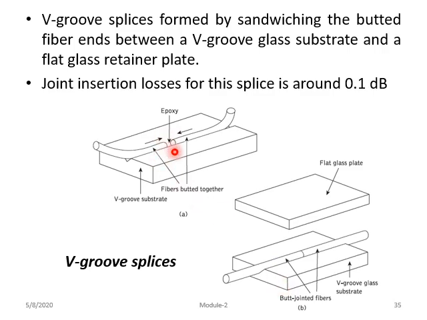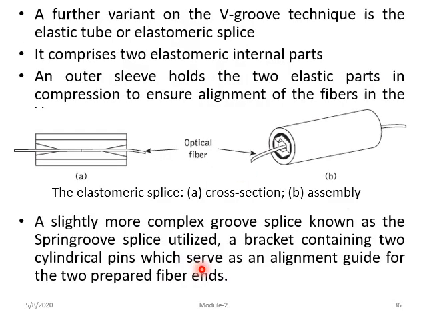The second diagram shows how it is bonded after pushing together, and the plastic plate is also used and pushed together. The joint insertion loss with this V-groove technique, compared to the snug tube splicing, is much reduced, about 0.1 decibel. So among mechanical splicing techniques, V-groove splices are very good compared to tube splicing. A further variant on the V-groove technique is the elastic tube or elastomeric splice, which comprises two elastomeric internal parts.